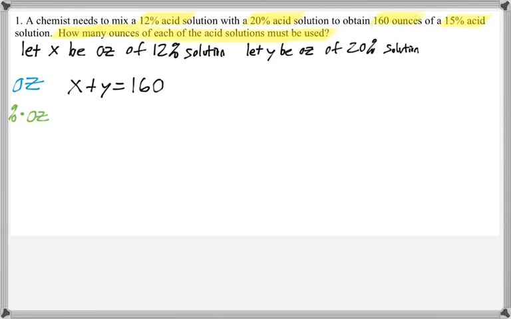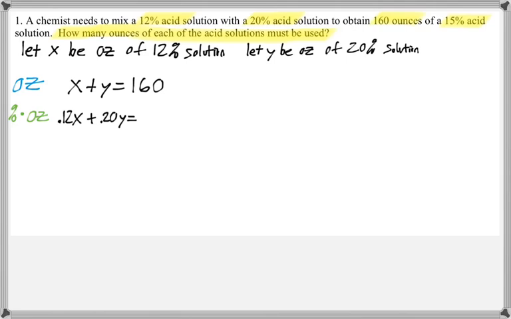Now for the second equation, it's percent times ounces. So x is the ounces, the percent of the x solution is 12%, so that's going to be 0.12 times x, plus y is the amount of ounces in the 20% solution, so you need to take 0.20 times y.